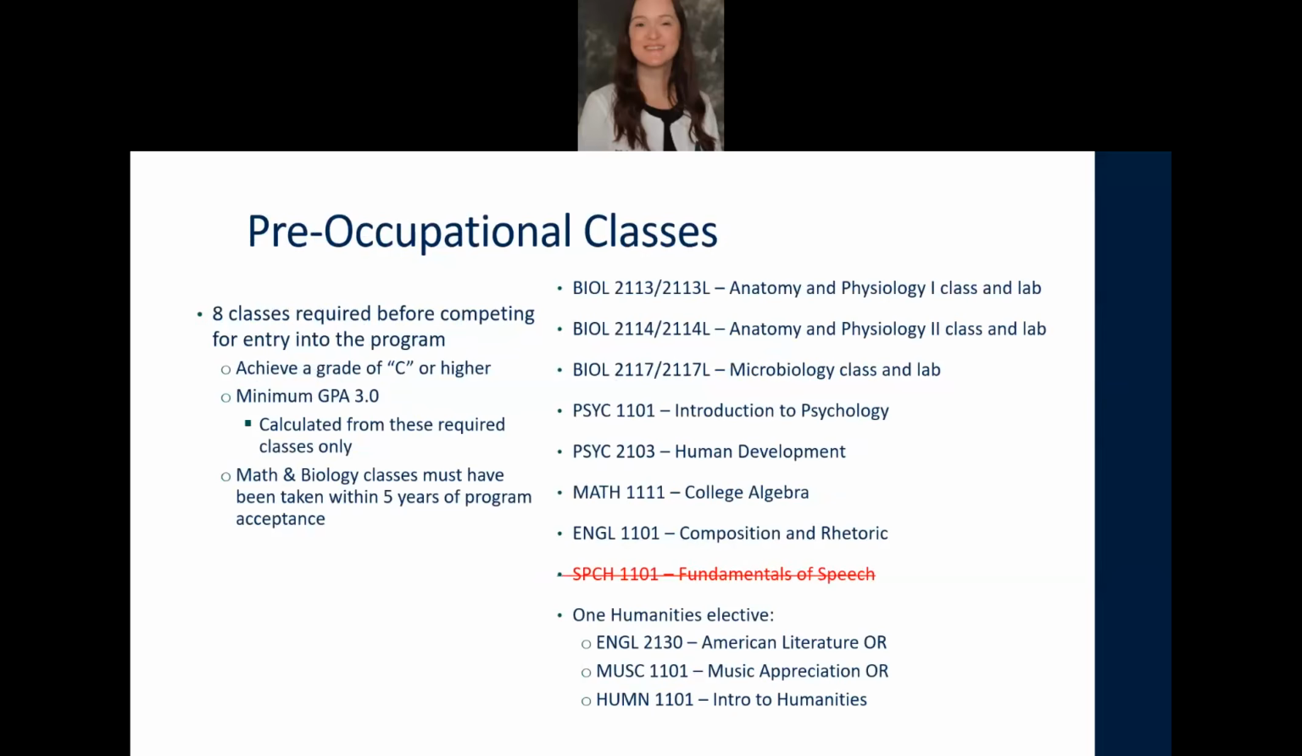So the pre-occupational courses include Anatomy and Physiology 1 and the associated lab, A&P 2 and the lab, Microbiology, the lab, and then you also need Introduction to Psychology, Human Development, College Algebra, English Composition and Rhetoric, and one of the following humanities, which are most commonly Intro to Humanities, Music Appreciation, or American Lit. They may accept other courses. That's something that you would need to talk to the registrar about. But these are the most common 3 humanities electives that are taken.